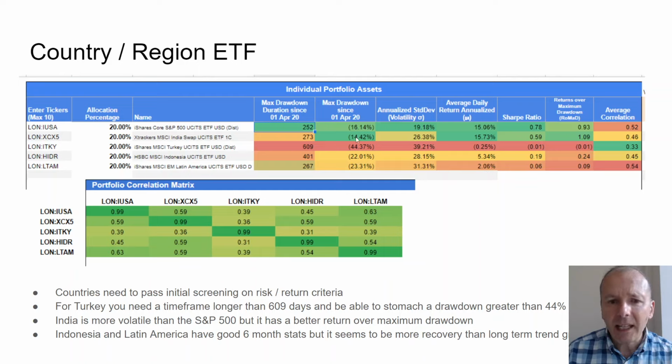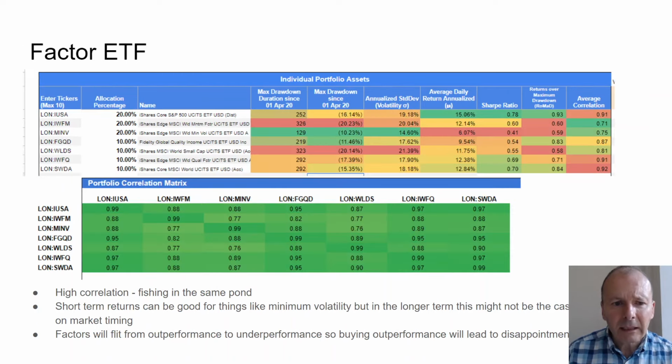So the pick here is India, where the drawdown's pretty low, the returns are good, and so this returns over maximum drawdown is looking nice and healthy, and correlation to the S&P 500 is 0.59. So quite high, but yeah, not bad. So that's the first one.